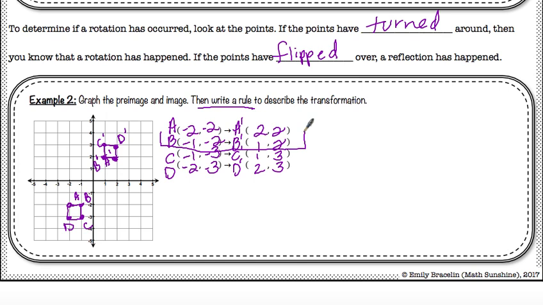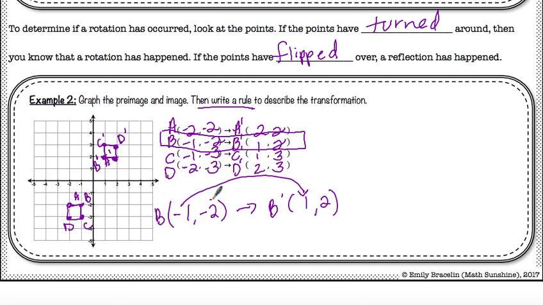Why don't we compare B and B prime? Okay, we went from having -1, -2 is B, to B prime, which is 1, 2. So it looks like -1 became +1, -2 became +2. Okay, so the x and y values have not changed position, but they have changed signs. And to show that, I put -x, -y.